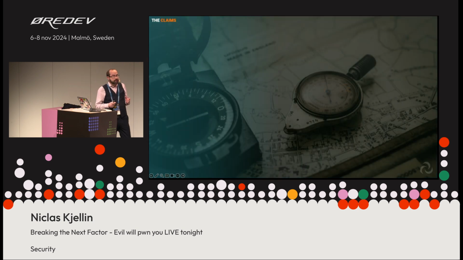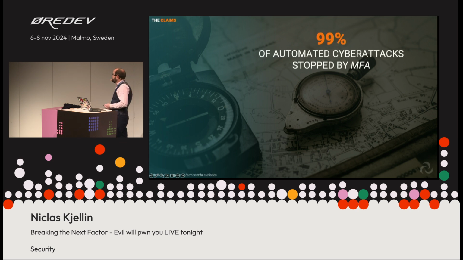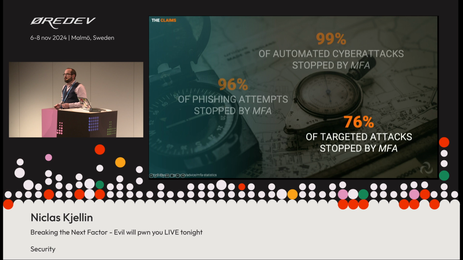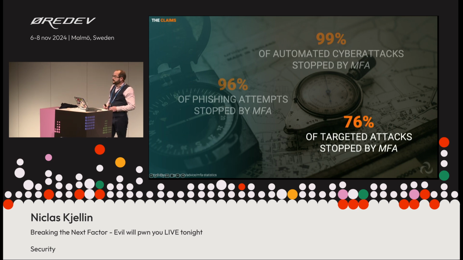So, a couple of claims around MFA. About 99% of automated cyber attacks are stopped by MFA. I think it was Microsoft that said that. So that's a pretty good track record. 96% of phishing attempts are stopped by MFA. Again, very bold claims. And 76% of all targeted attacks, where you go for one individual and just try to hack that person, are also stopped by MFA. The problem with all these statistics is that they assume that we didn't actually target the multi-factor method used. If we were, most likely these numbers would look different.